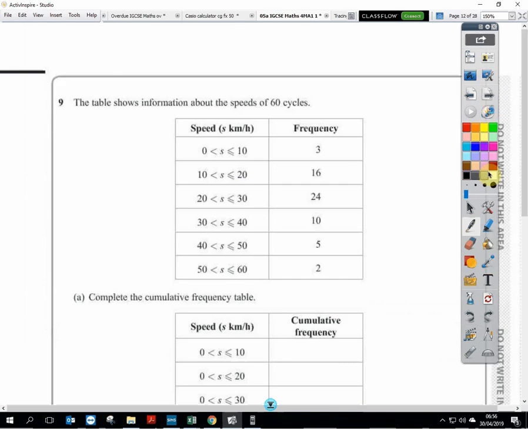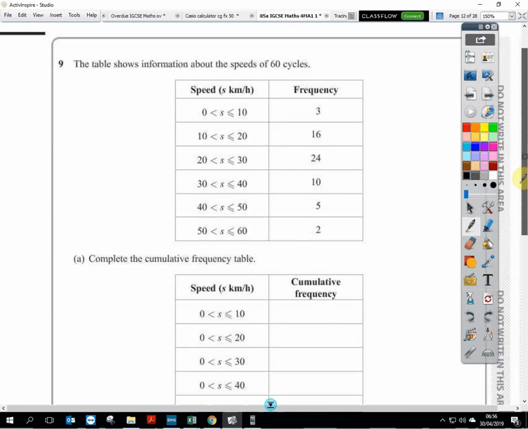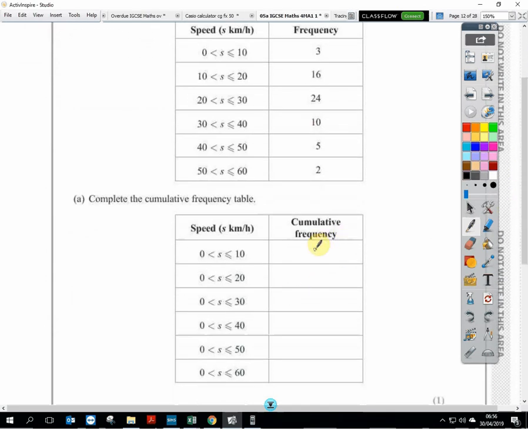Okay, so now it's the first of the grade 6 questions. The last question was the last question on the foundation paper. So a cumulative frequency table means you keep a running total. So we have 3 here, another 16 to add on to the 3, which gives us 19. And just work your way down the table. So you have 43, 53, 58, and 60.